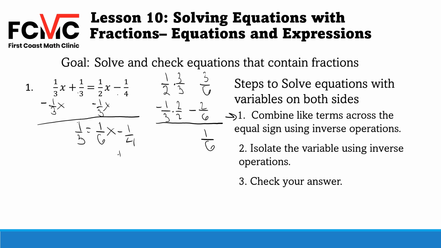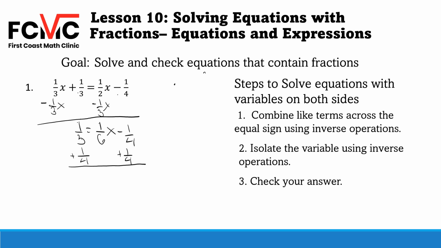So now let's move that 1/4 to the left. So I'm going to add 1/4 to both sides. Just to save some room, let me get rid of this. So now I'm going to do 1/3 plus 1/4. So my common denominator is going to be 12, so I'm multiplying this by 3/3 and this by 4/4. So this is going to become 3.